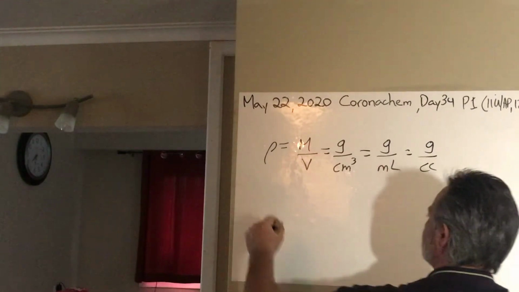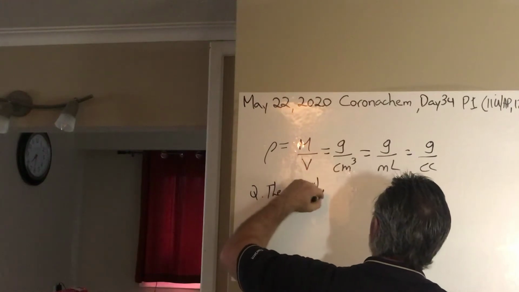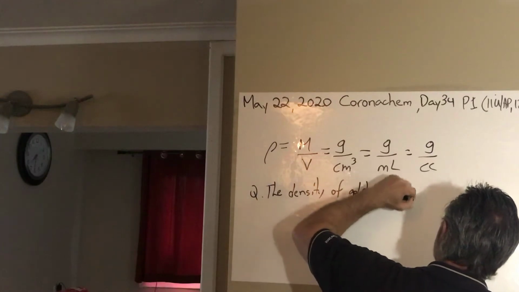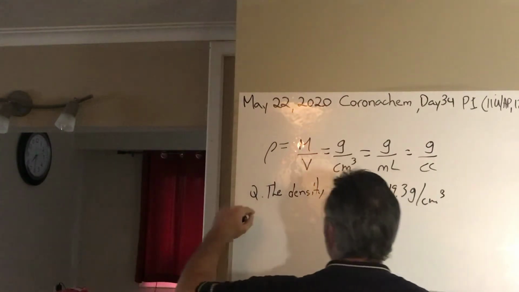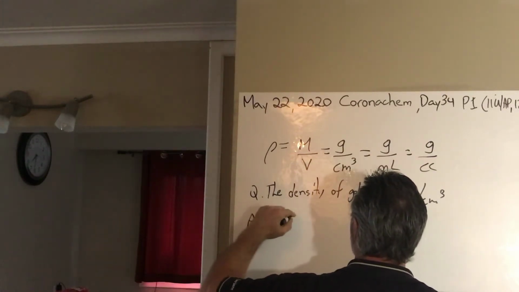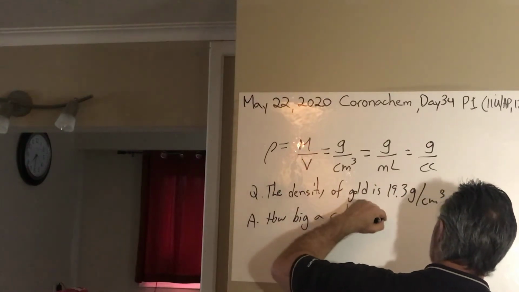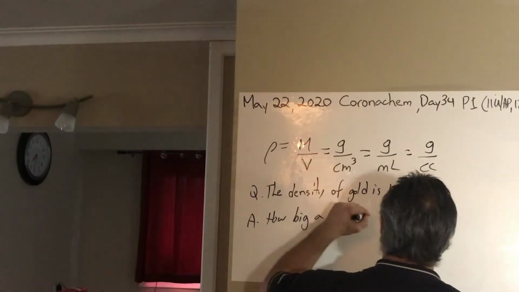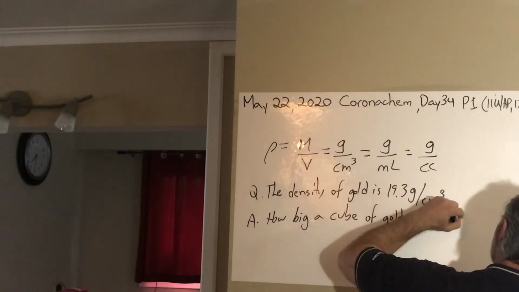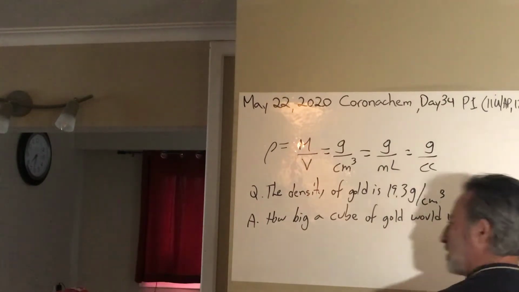Density of gold. The density of gold is 19.3 grams per centimeter cubed. How big a cube of gold would weigh 1 pound? You just have to know a couple conversion factors.